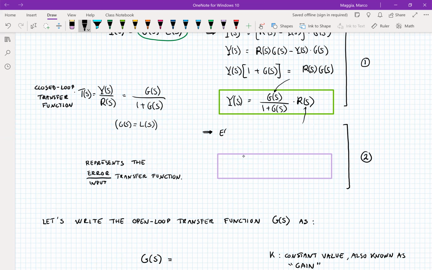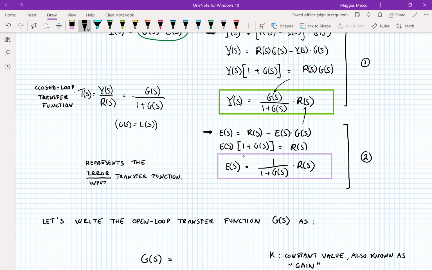So we have that E of S is equal to R minus E times G, or E times 1 plus G is equal to R. So the error is equal to 1 over 1 plus G times R. So the two expressions in the green and in the violet boxes will come up very often, so I suggest you learn them.